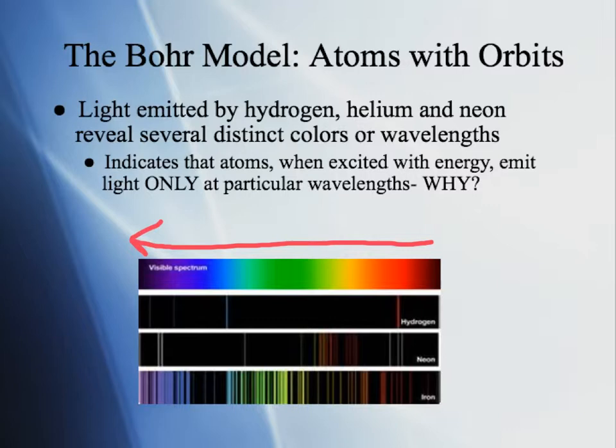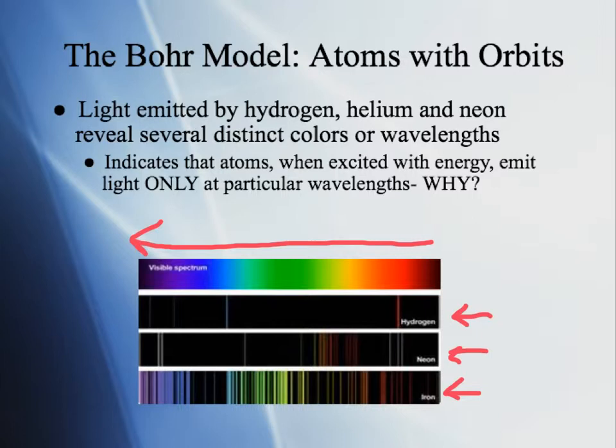That's visible light. However, when he looked through a prism at the light emitted by just hydrogen, or neon, or in this case iron, he saw distinct bands of light, of colors. So it wasn't a blending of all the different colors. It was distinct colors in distinct little bands. And so he was trying to figure out why it is distinct little bands, and why it is different for each different kind of element.